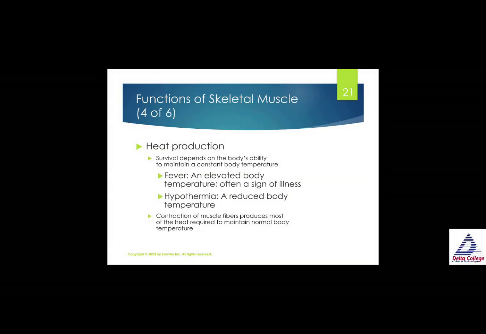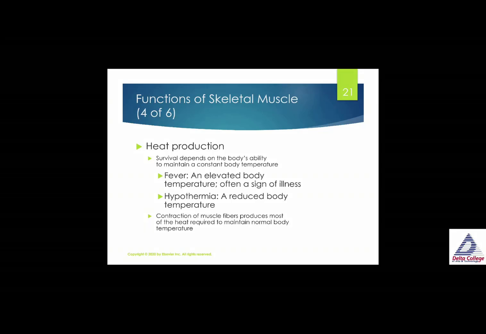Muscles are also responsible for heat production. Survival depends on the body's ability to maintain a constant body temperature. A fever or an elevated body temperature is often a sign of illness, whereas hypothermia is a reduced body temperature, usually through exposure to cold weather or elements. Now, contraction of muscle fibers produces most of the heat required to maintain a normal body temperature.